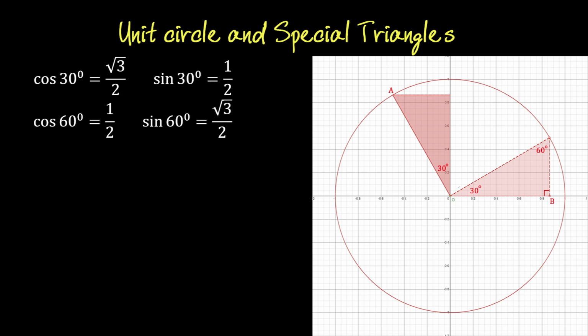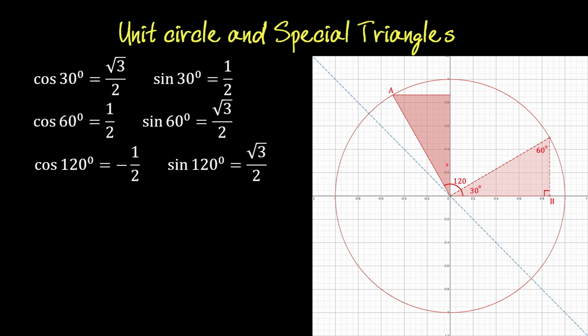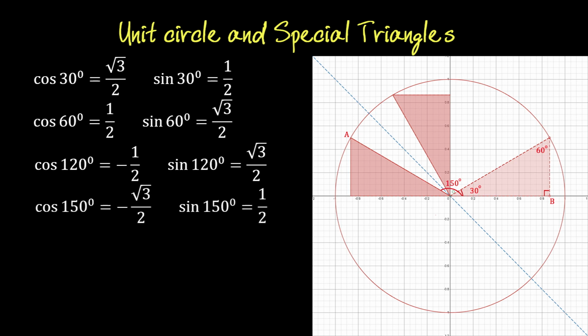Angle AOB is now 120 degrees. Sine is the length of the same side of the triangle, the square root of 3 divided by 2, the cosine becomes negative 0.5. Now reflect the last triangle in the y equals negative x line, or the original triangle in the y-axis. The angle AOB is 150 degrees, cosine is the negative square root of 3 divided by 2, and sine is 0.5.